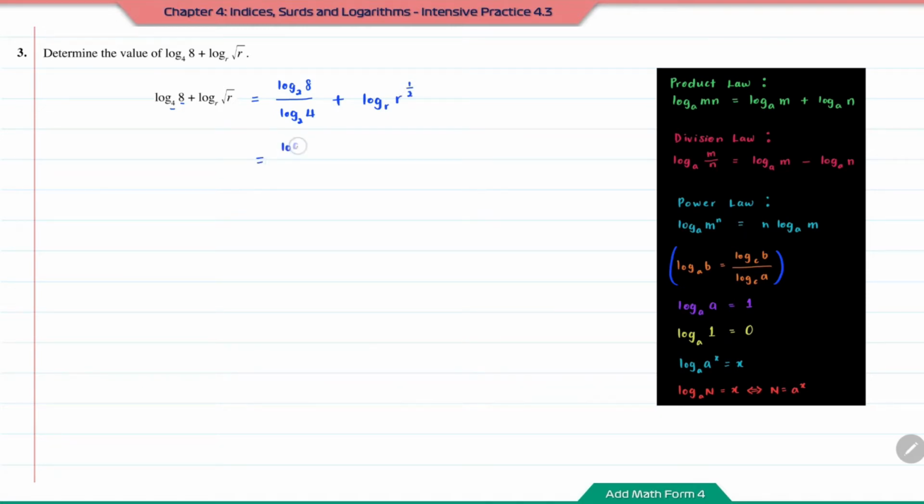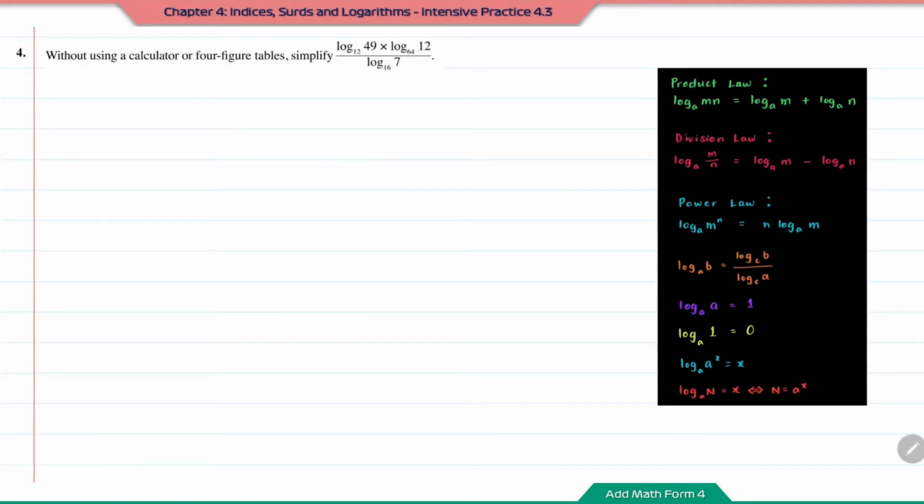Now this number 8 we can write as log base 2 of 2 cubed, over log base 2 of the number 4 as 2 squared. So log base r of r to the power of 1 over 2. Now refer to the law here, it is going to give you the answer of 1 over 2. So log base 2 of 2 to the power of 3, again referring to this law, is going to give you the answer of 3. And the denominator part will give you the answer of 2. Therefore, solving this is going to be 4 over 2, which is equal to the number 2.